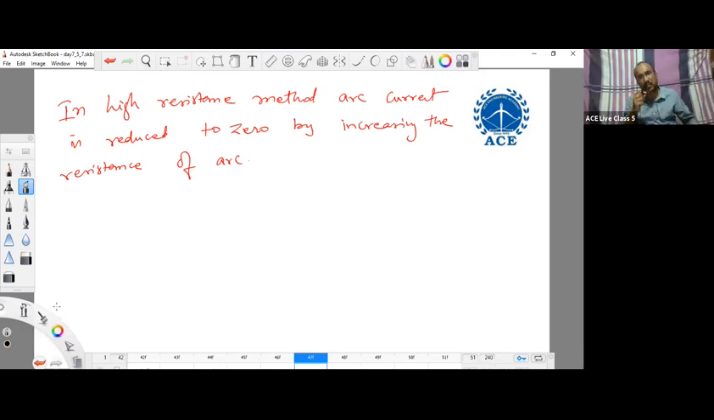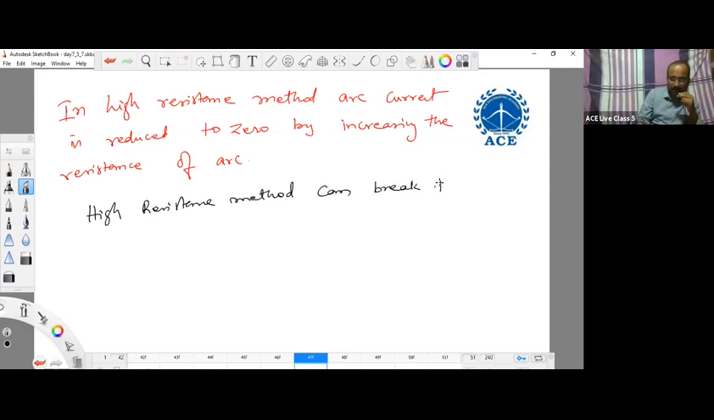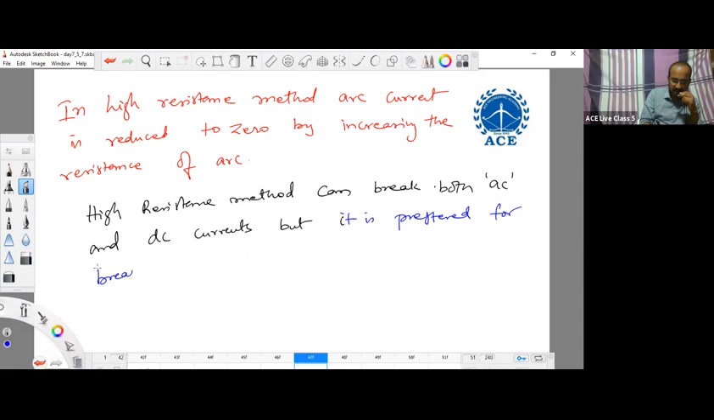It can quench the arc for both AC and DC, but it is preferred for breaking DC currents only.